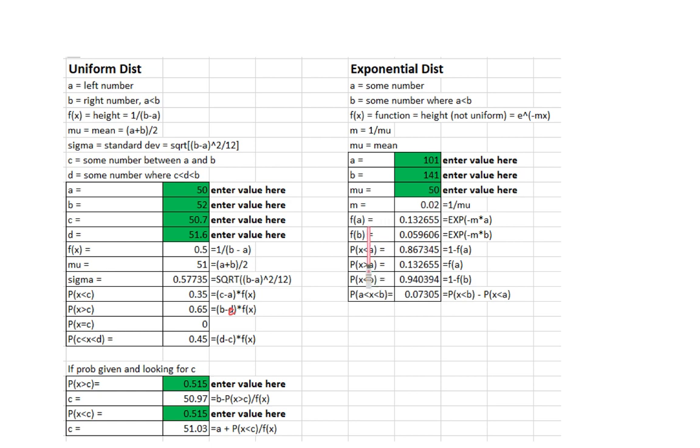And there's the probability of A, the probability of B. Here's the probability of X less than A. So it's 1 minus, because we know the entire area has to be 1. So we have 1 minus F of A. If we want it greater than A, we're going to do just F of A.